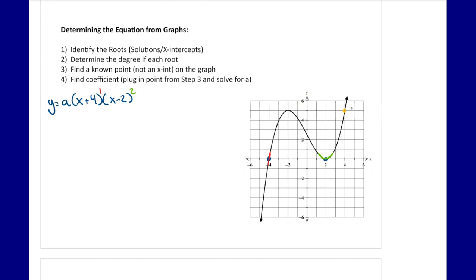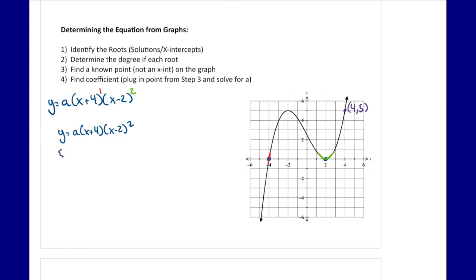Here we can see we have one. This is (4, 5). Actually, let me use a different color to make it stand out, or a little bit darker. (4, 5). So I'm going to use that point, plug it into my equation, and solve for a. So in my equation, I'm going to rewrite it. y equals a(x plus 4)(x minus 2) squared. I don't need to put to the power of 1. I'm going to plug in these coordinates, (4, 5).